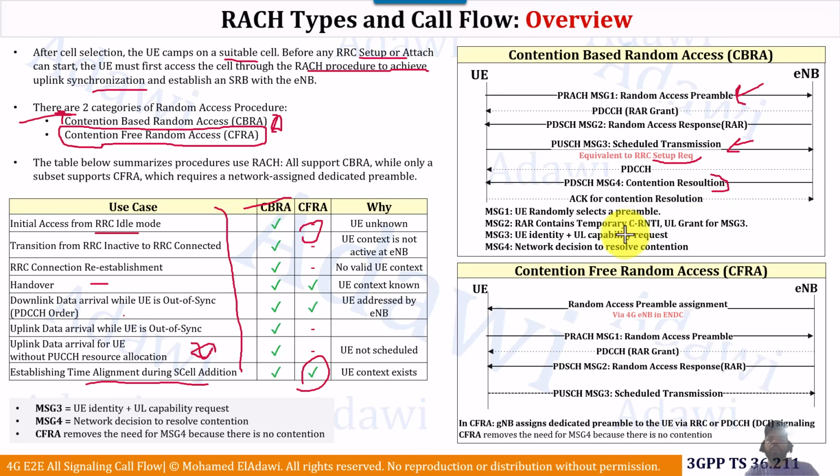Okay. The main difference between CBRA and CFRA, if you look at the bottom here, for example, CFRA: initially the first message, message one, will not come first as in this one. They first need to assign a random access preamble to the user. For example, tell him, don't send me RACH message one randomly. Don't, for example, just send preamble 0. No, the gNB will be telling him exactly which preamble to use.